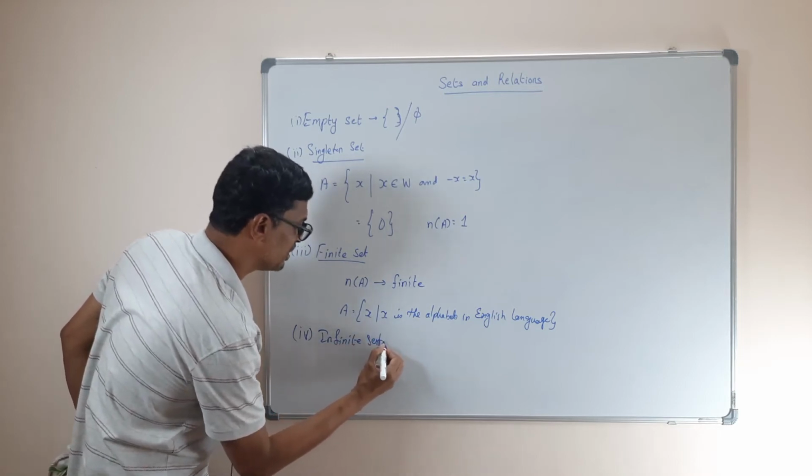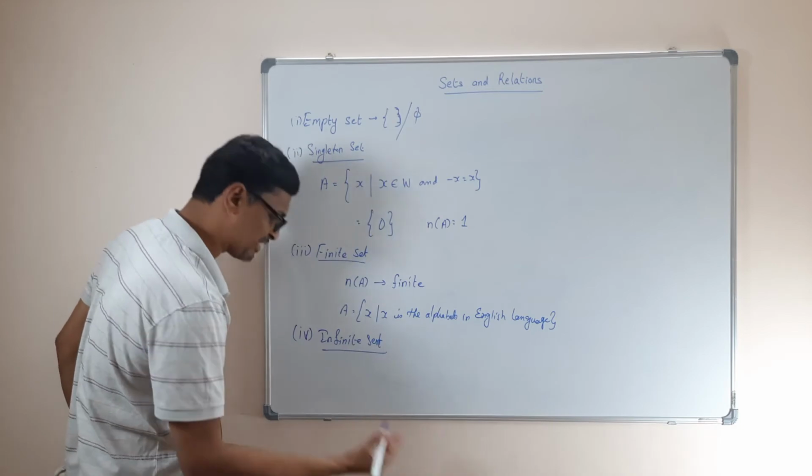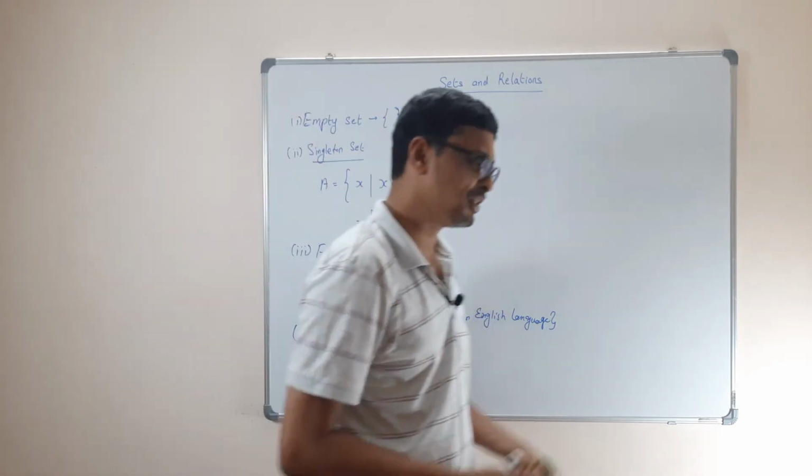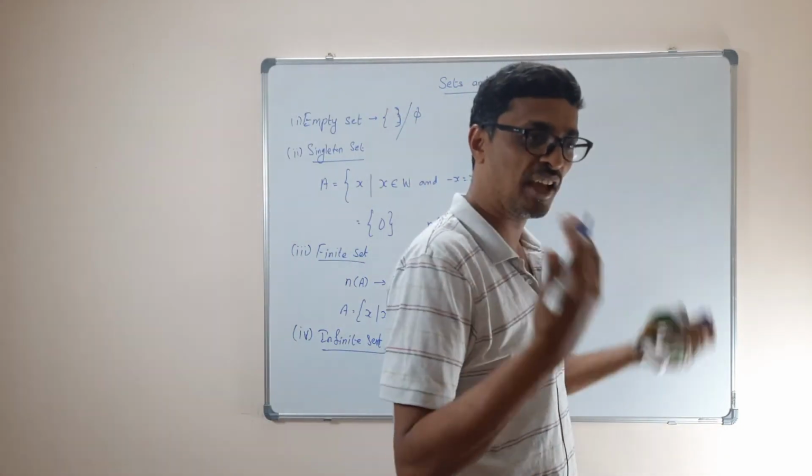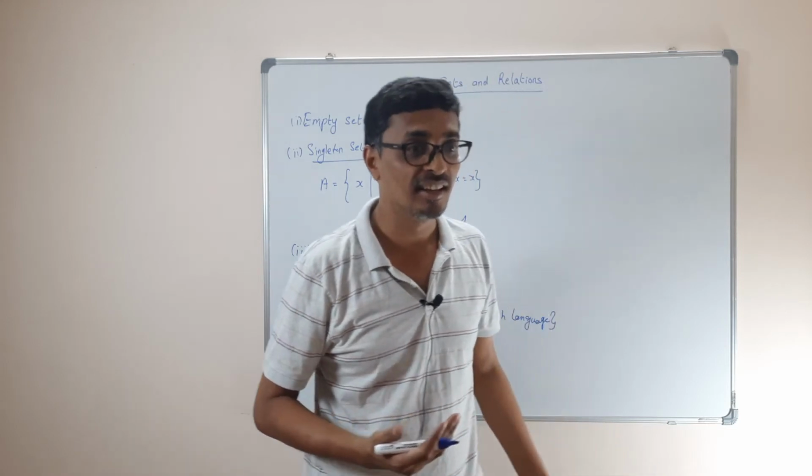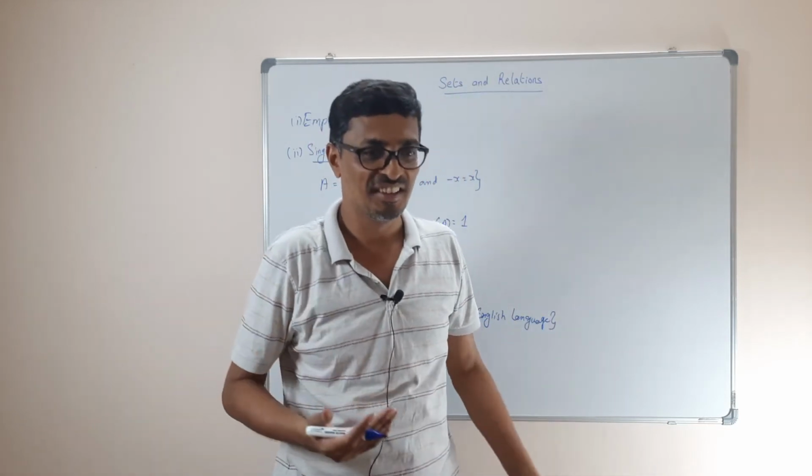Can you give an example? The art of example. Set of natural numbers, whole numbers, real numbers. Points on a circle, points on a line. Sides of a circle.